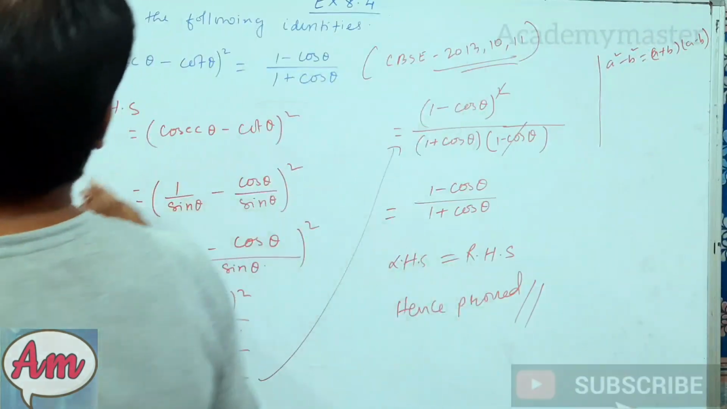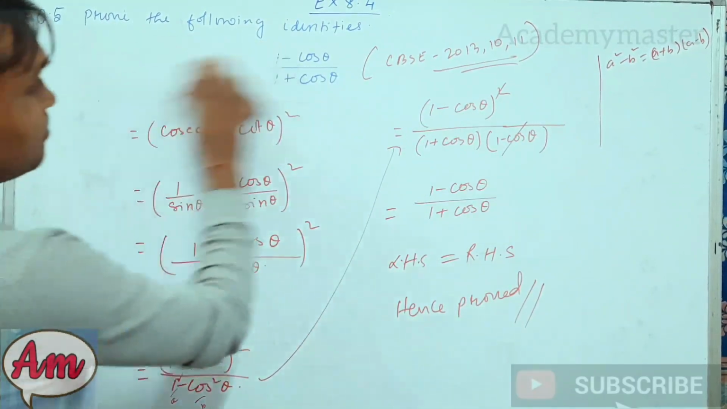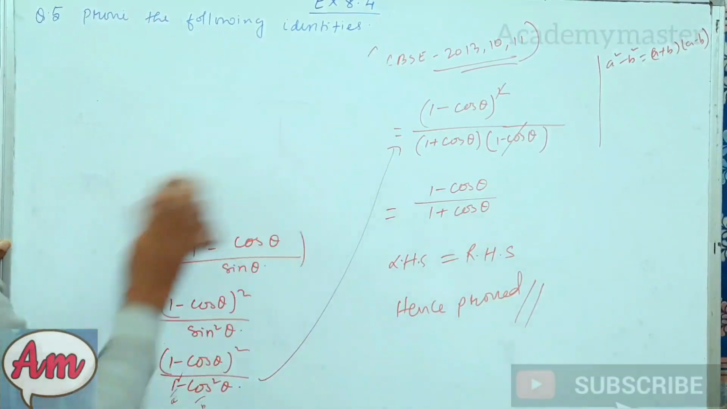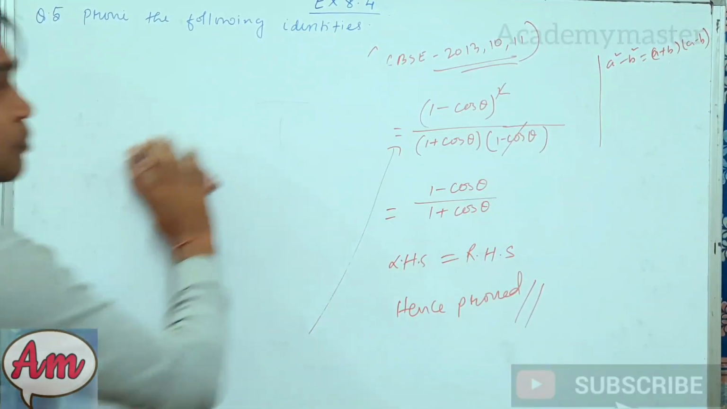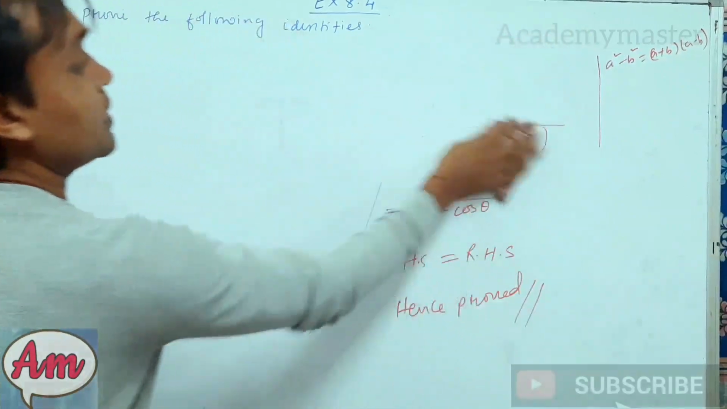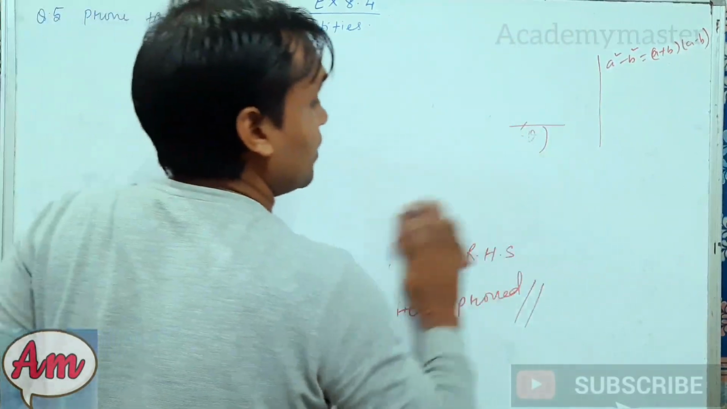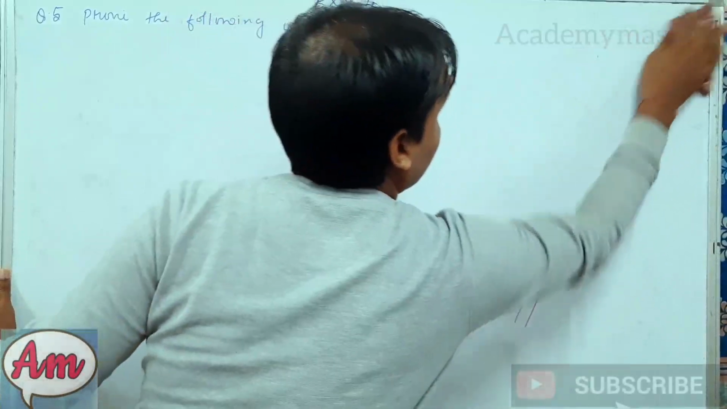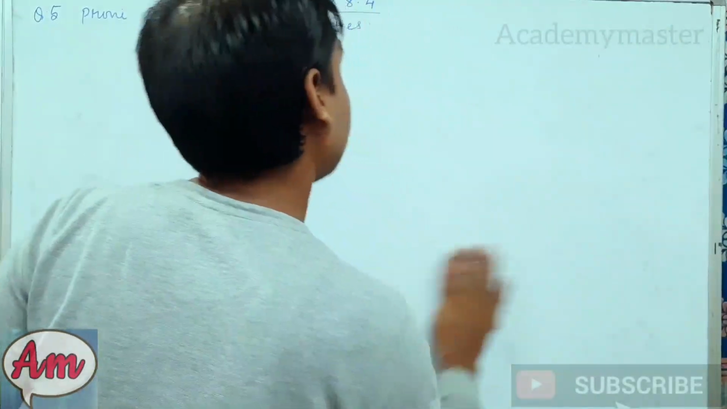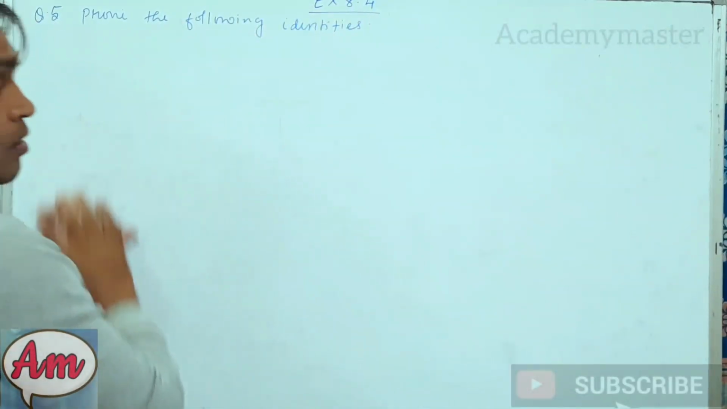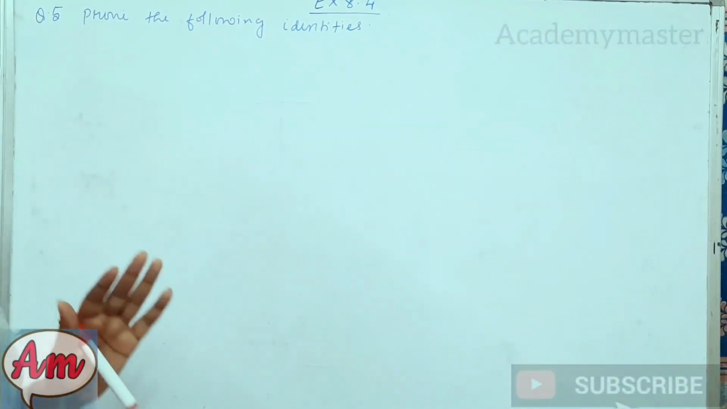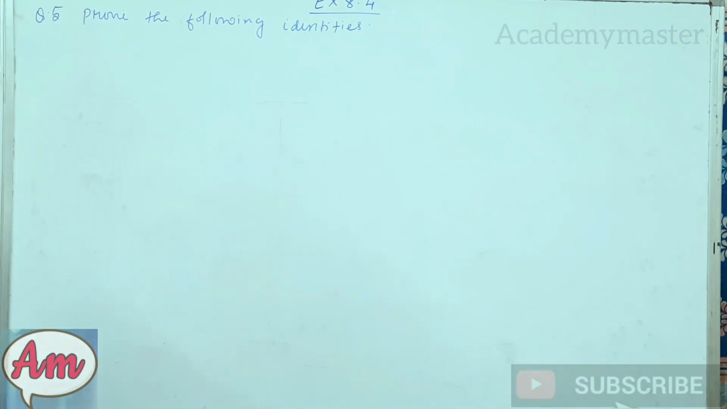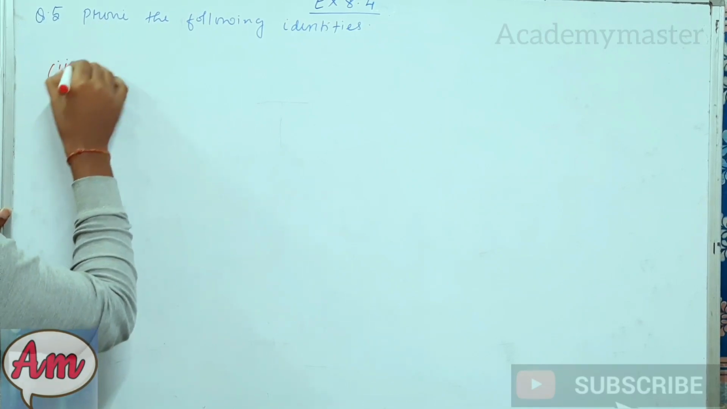Now we shall move on to the second question. It's very easy. Most of the students find these questions, proving the identities, very difficult, but it is actually very easy. The only thing is, watch the video from the beginning till the end and sincerely watch. Don't just watch it for the sake of watching. Watch it with concentration, so you will understand everything. No problem here.